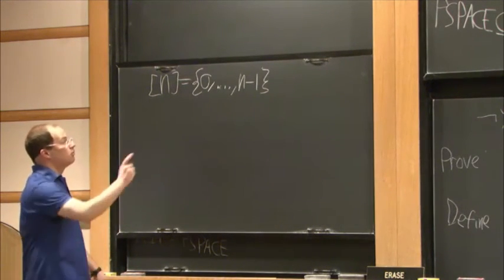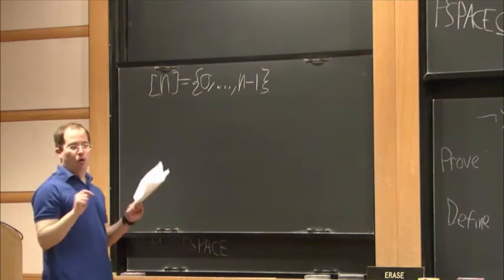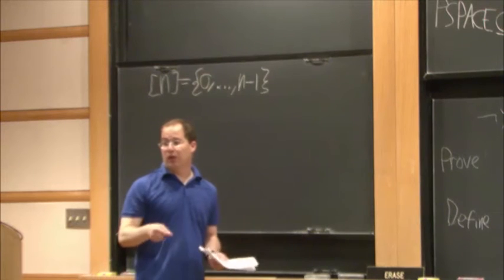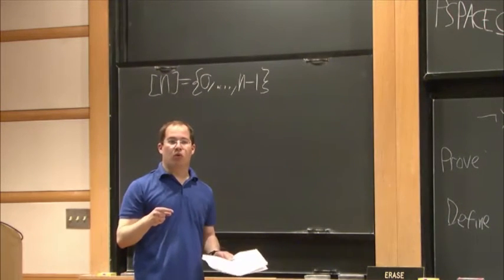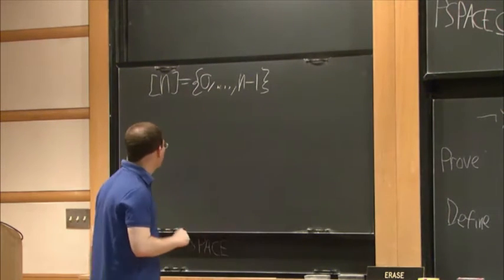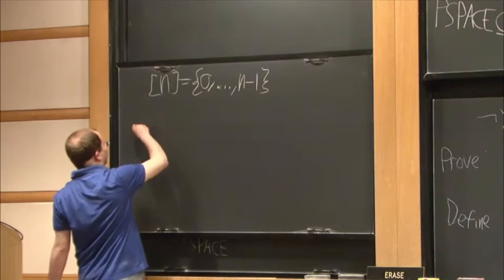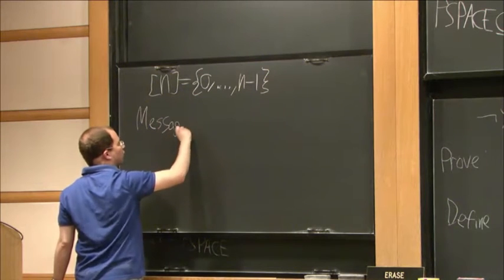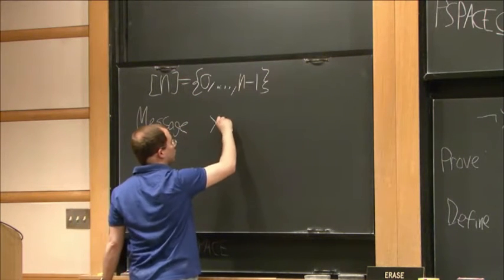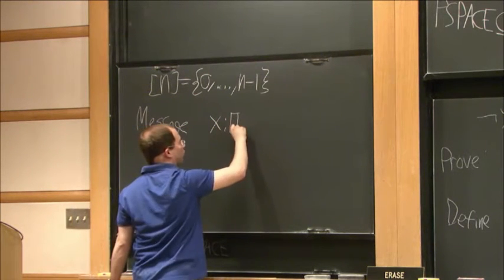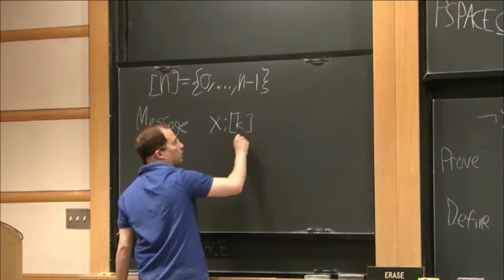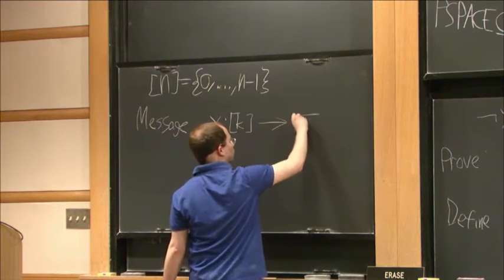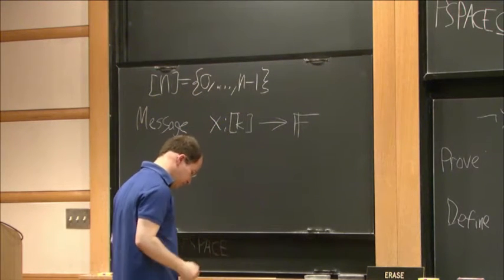Second, when we talk about codes, rather than viewing messages and code words as strings, it will be more convenient to view them as functions. So we have, say, a message x, which is a function from these coordinates to the field f.